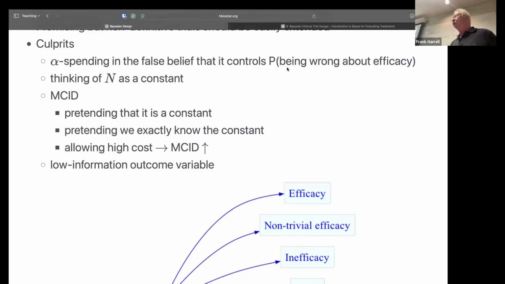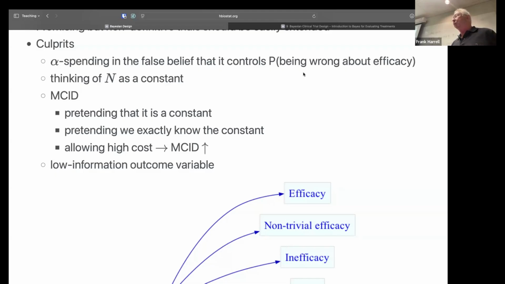And that's especially hurtful when you worship something and it's based on a false belief. The false belief is that you're controlling the probability of being wrong, and that's not what alpha does. Alpha is an assertion trigger probability. It has nothing to do with the probability of making an error. So we call it an error probability. That's where the misunderstanding started.